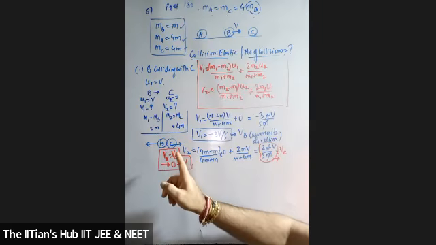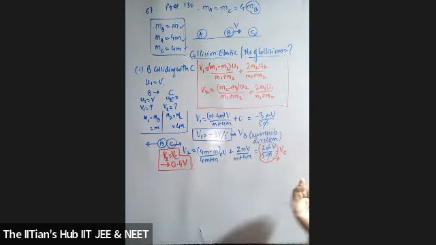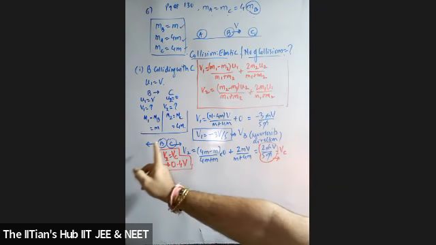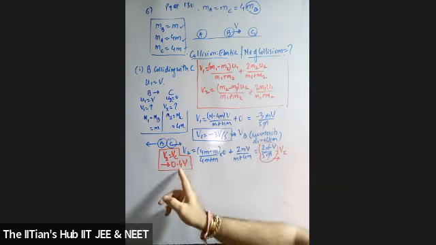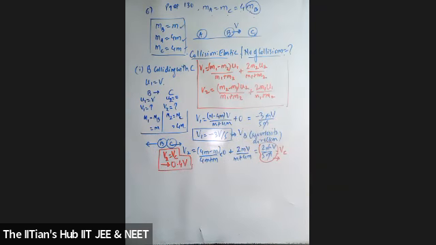B is hitting C. C is going in the forward direction. B is going in the backward direction. What is the backward direction of B? Minus 3V by 5. C will be 0.4 times V. Is this clear?